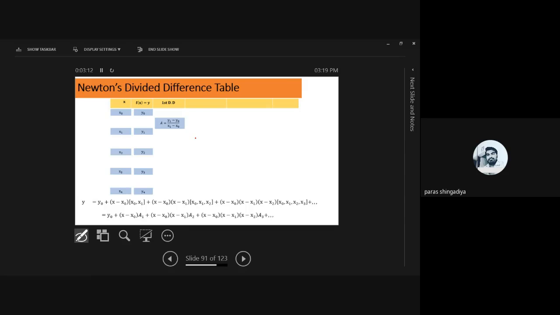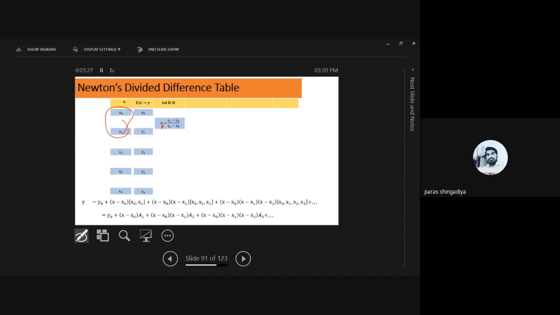So the corresponding values of x are x0 and x1. We'll use the difference x1 minus x0 in the denominator. That is called a1. It is an arbitrary notation I have put here, a1.